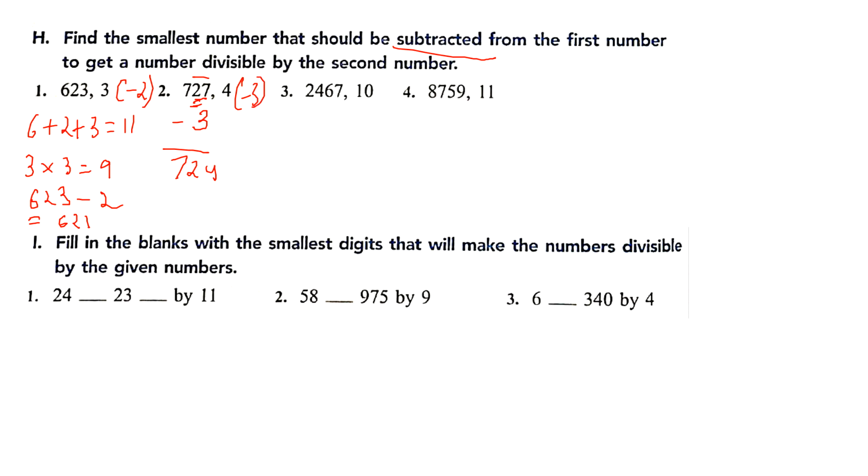Similarly here, this is the divisibility rule of 10. You just have to ensure that the ones place is 0. So subtract the number 7 in the ones place. It will give you a 0.